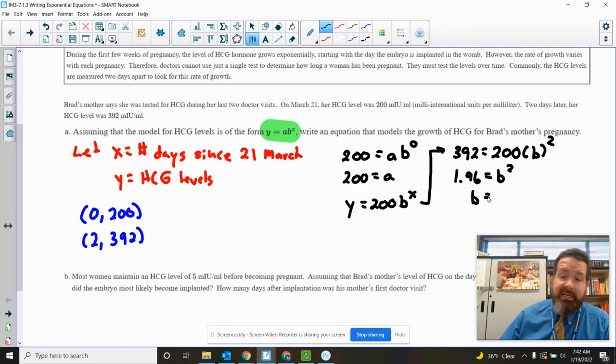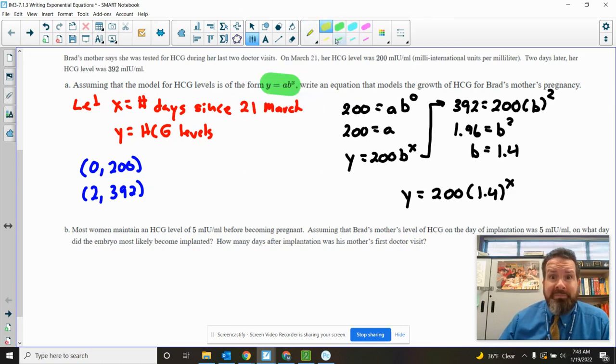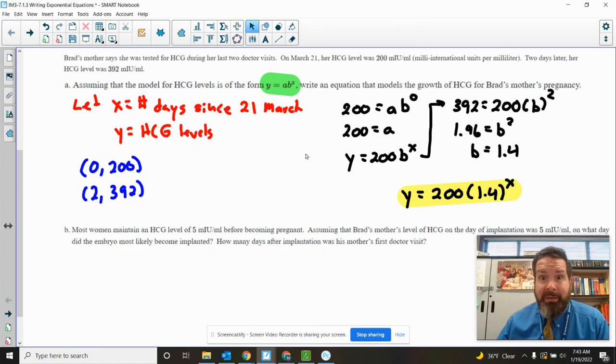1.96 square rooted comes out pretty nicely. It's almost like those people that wrote your textbook designed it that way. And there's your value of b. So our equation is y equals 200 times 1.4 to the power of x. Now here's the thing. If you don't have an ordered pair that starts with 0, it gets a little more complicated. After this example, we'll look at a couple others where that's the case.